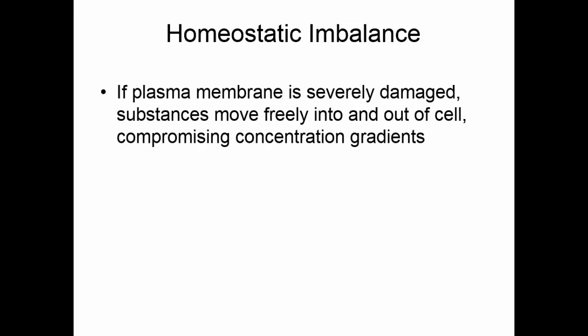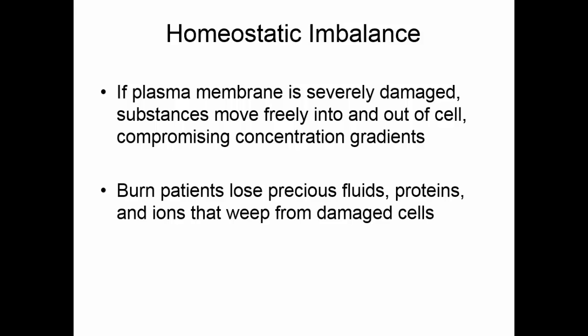If the plasma membrane is severely damaged, then substances move freely both in and out of the cell. We don't maintain that barrier, and this compromises the various concentration gradients. Burn patients have their cell membranes compromised. They lose precious fluids, they lose proteins and ions that weep from these damaged cells. And if they're not careful, they dehydrate very rapidly and get electrolyte imbalances, which can be fatal.